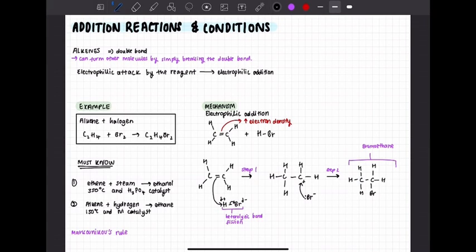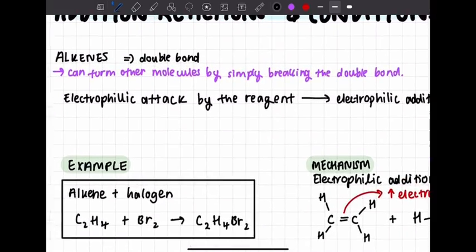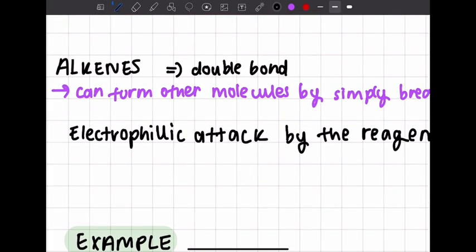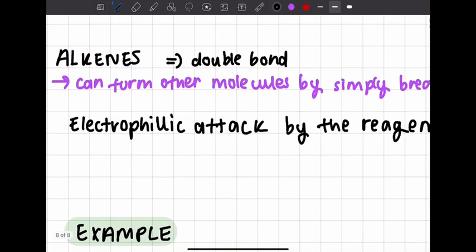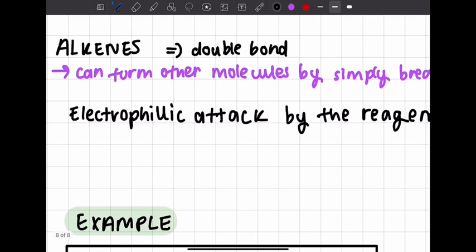Okay, so today I'm going to be explaining addition reactions and the conditions which are required for these reactions to take place. So, at the base, addition reactions occur between alkenes and another reagent. And just a quick recap, you should already know this, but alkenes are essentially hydrocarbons which contain double bonds.